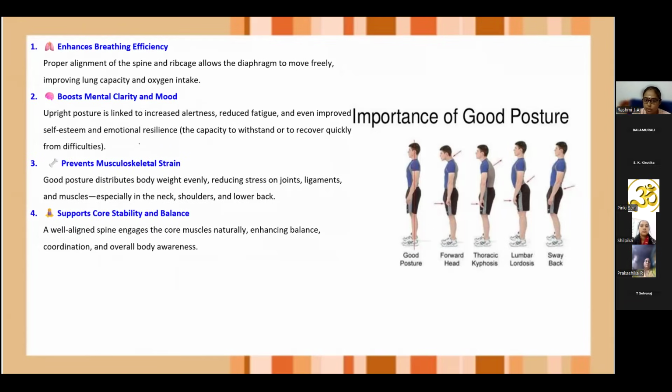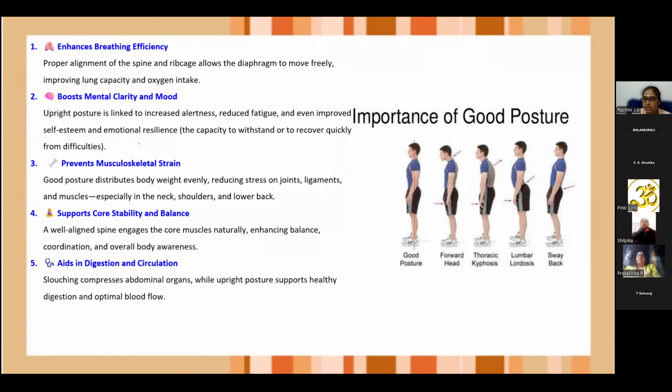Then if there is a good posture, it will distribute the body weight evenly. It will reduce the stress on joints, ligaments, and muscles. Then it supports core stability and balance. The spine will engage the core muscles, mainly the abdominal muscles, enhancing balance, coordination, and overall body awareness.